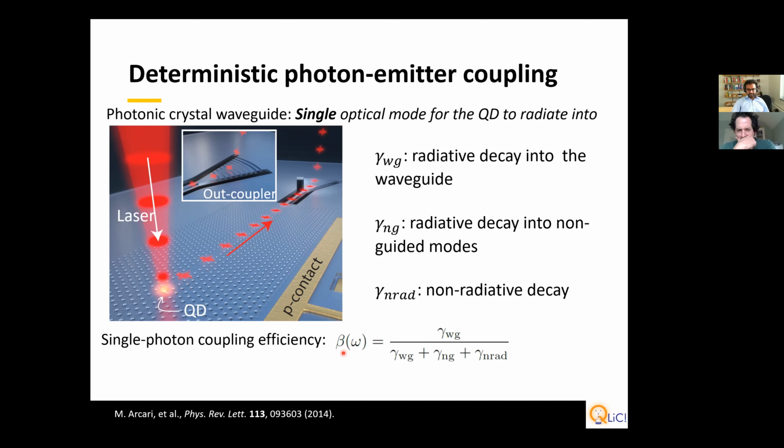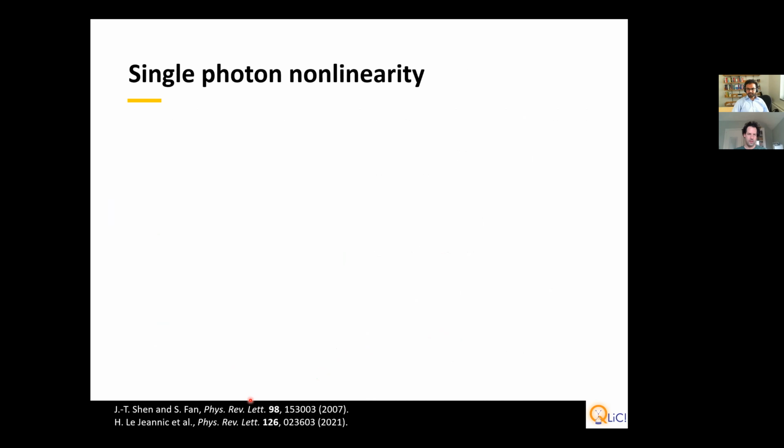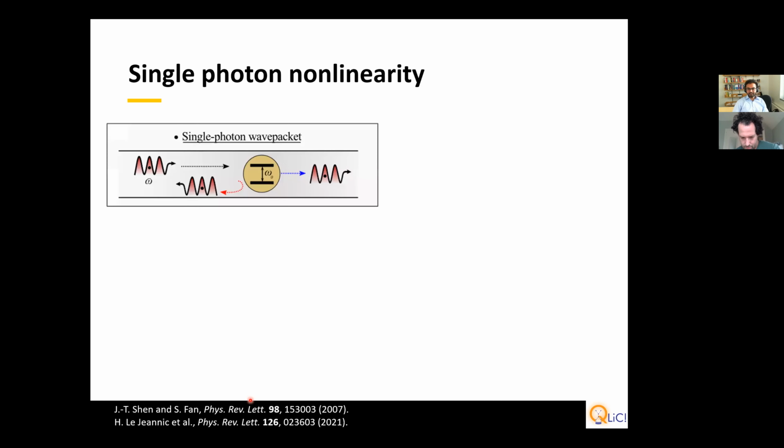And we would want to make this beta as close to unity as possible. Now, this is a number that has been shown to be possible experimentally, and typically in the sources that I will talk about, this is in the ballpark of 90 to 92% level. Now, the nice thing about putting this emitter into this single mode waveguide, which is also something that we work on, is that there are strong photon-photon interactions that we can introduce.